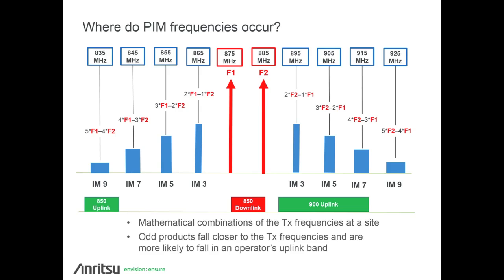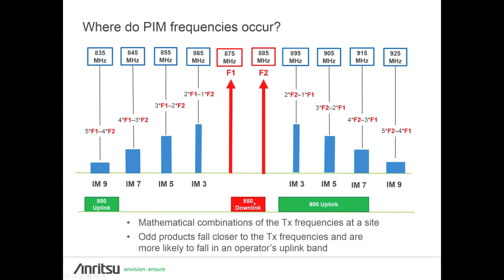We know what the frequencies are that will be generated by the downlink signals. Passive intermodulation is a mathematical combination of the frequencies you're starting with. And you can see here on this slide, I defined the mathematics for calculating where the frequencies will occur for the odd intermodulation products. We spend a lot of time talking about the odd products because they occur physically close to the transmit signals that are generating them. And so it's more likely that the odd products from the downlink signals of a given band will fall in the uplink band for that system.